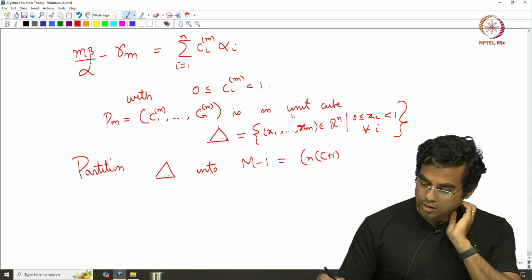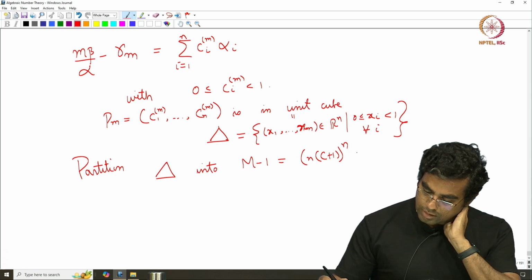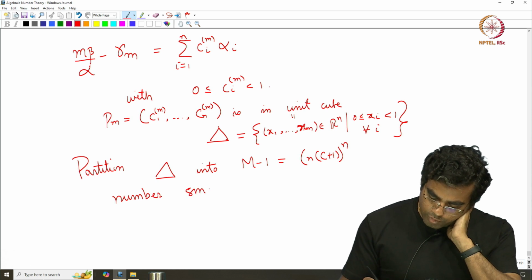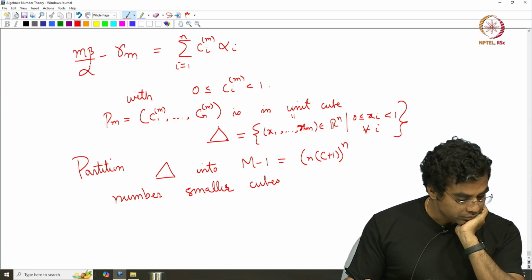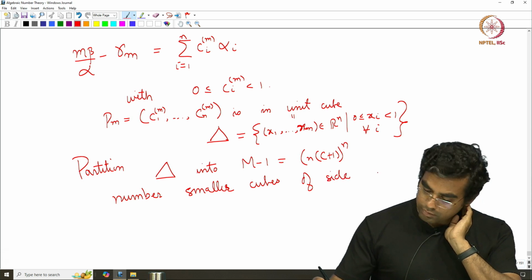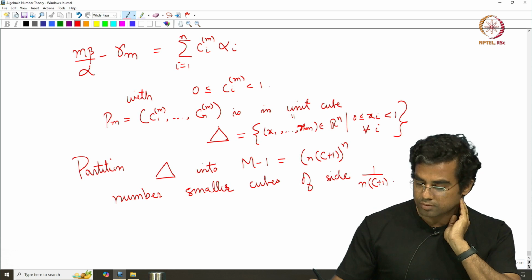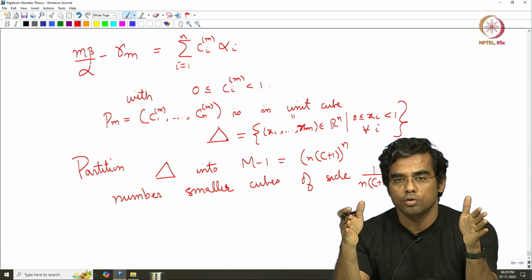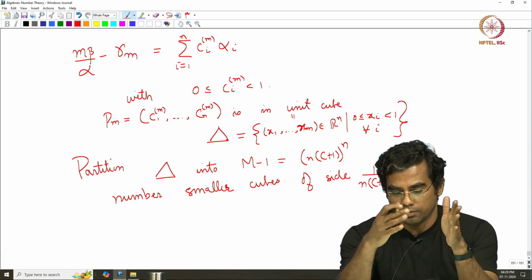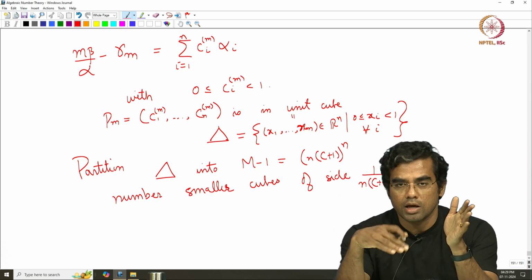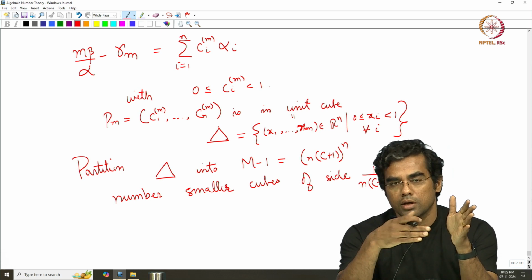So, delta into this number of smaller cubes, right, of equal size, of side, each side will be 1 by n times C plus 1. So, I can partition my bigger cube into, if it is a 3-dimensional thing, 8 cubes of each side half, or 27 cubes of each side 1 by 3 and so on.